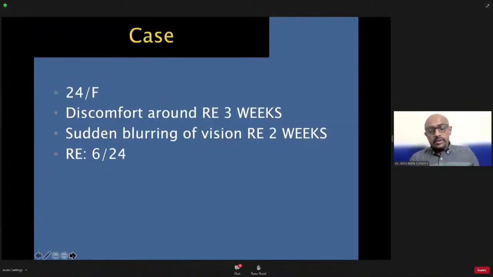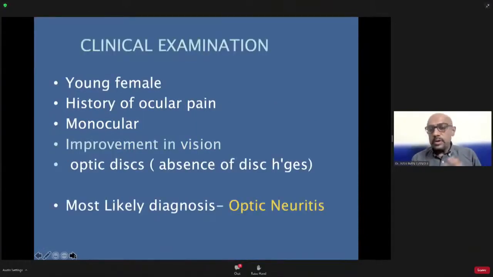You look at case number 3, and a lot of this was discussed by Prem and others, where a 24-year-old female had sudden blurring of vision. The onset was 2 weeks ago, and the vision started improving for the last few days, is what she's saying. So probably you are dealing with optic neuritis.